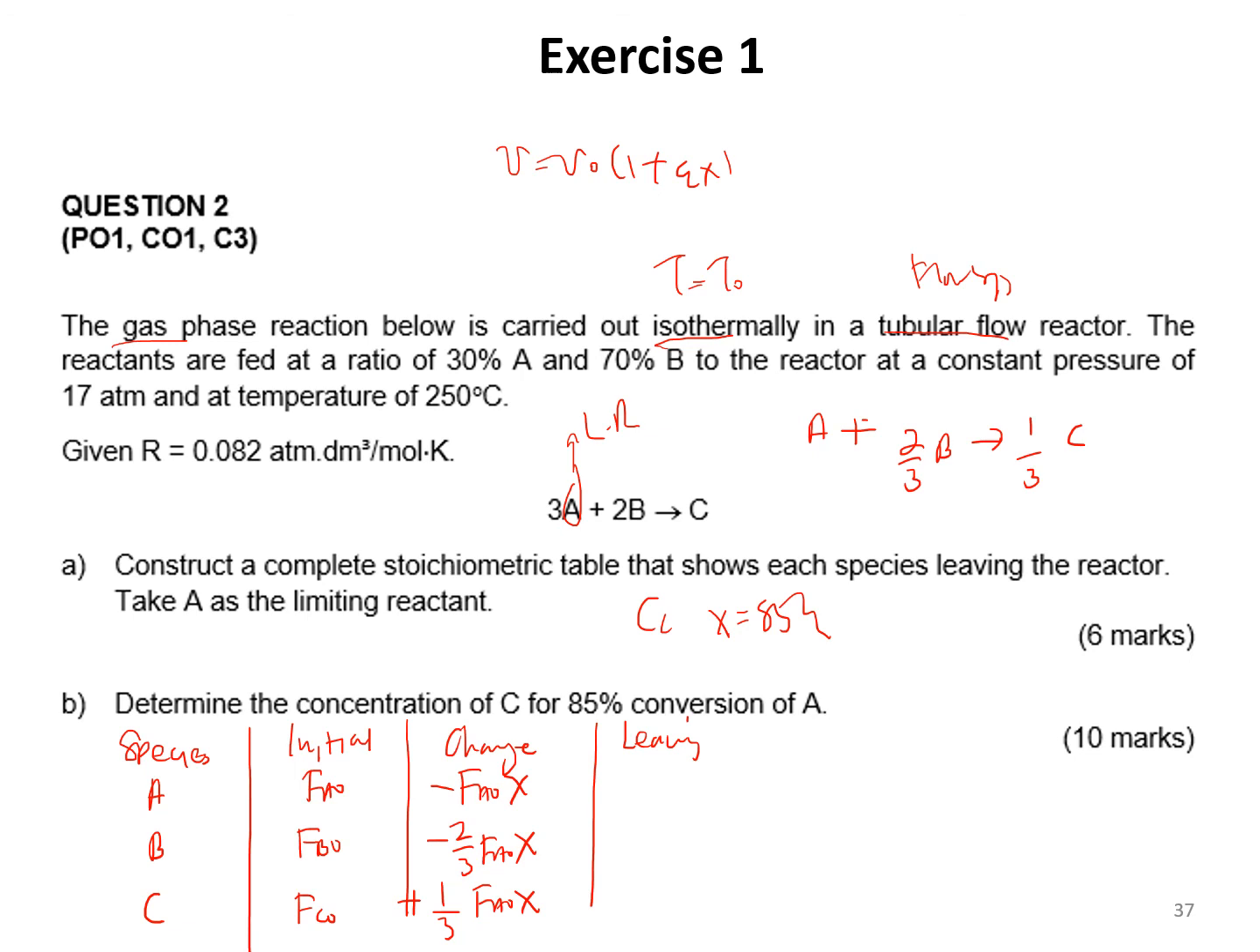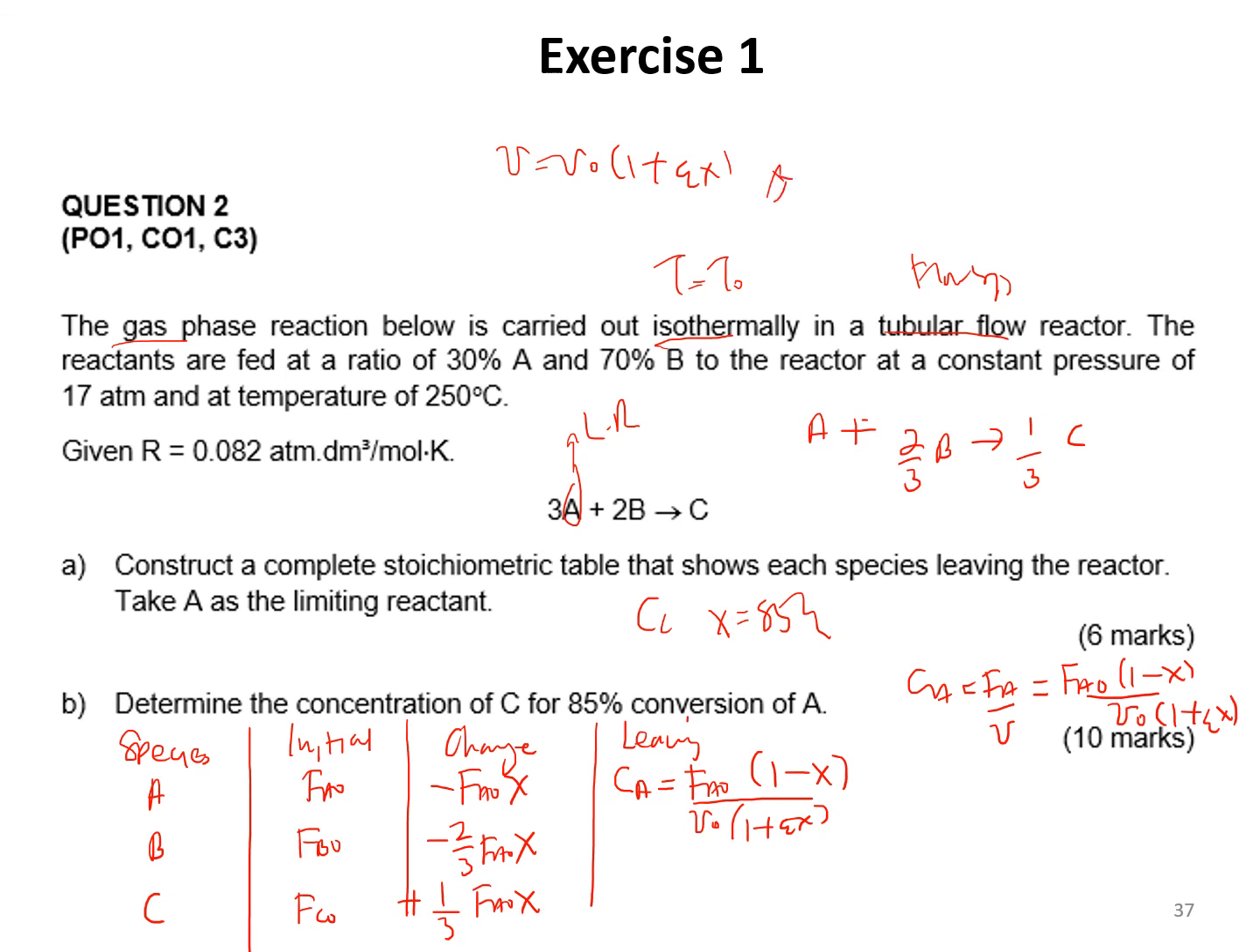So for the leaving species, CA is equal to, remember this is a flow system, so F A naught over, since this is variable volume, V naught times 1 plus epsilon X, times 1 minus X. Because originally CA is equal to FA over V. So from here we get FA naught times 1 minus X over V naught times 1 plus epsilon X. Okay, macam yang ni lah.